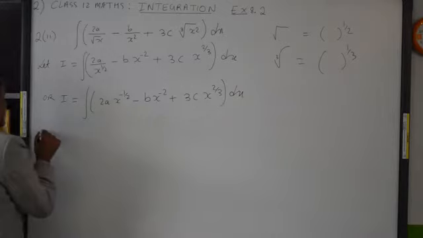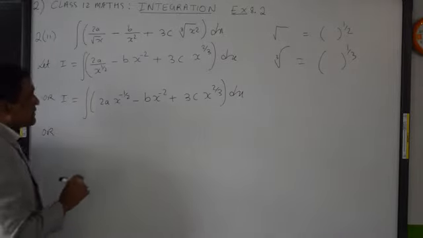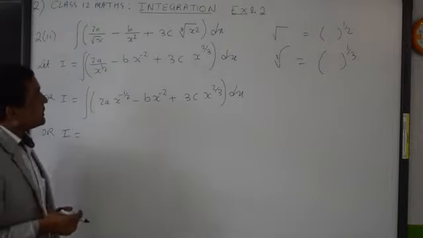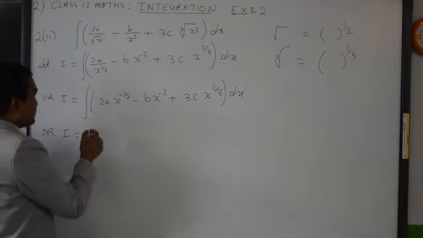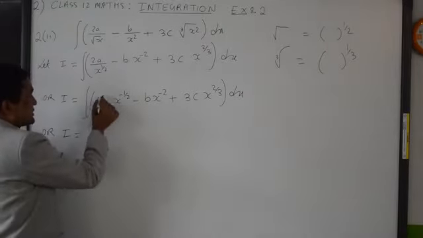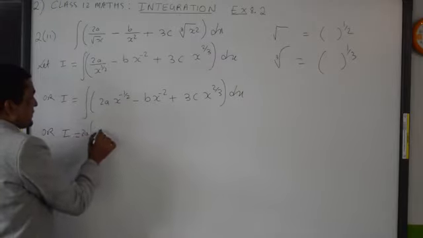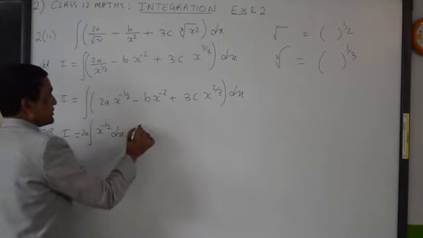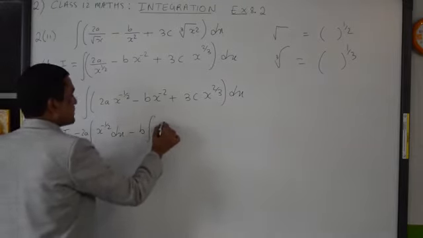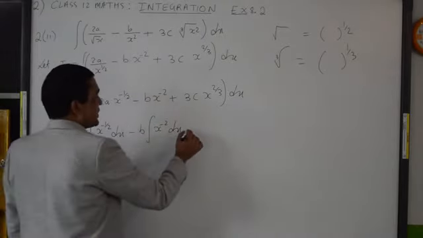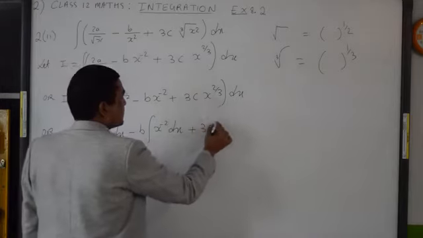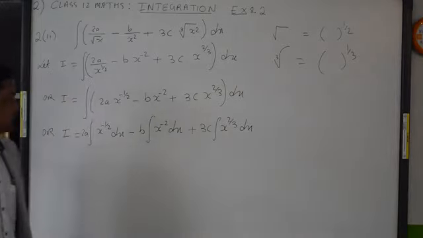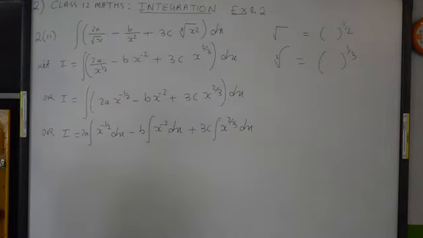Now separate the integration symbol and dx for each term. Otherwise you can do it directly also. After getting all the concepts, you can do it directly from here. Now we take the constant term out of the integration: 2a, then x to the power minus half dx. Then minus, you can take this b out of the integration, x to the power minus 2 dx. Then plus, we take 3c out of the integration, then x to the power 2 by 3 dx. Now we have separated the integration for each term. After separating, just use the formula to do the integrations.